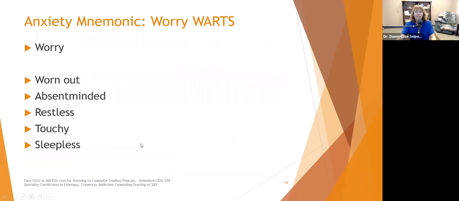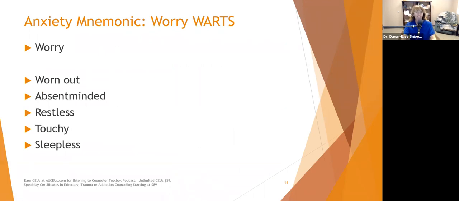The mnemonic for anxiety is worrywarts. I love this one. The first one is worry. The person has to have worry, and depending on the type of anxiety disorder you're talking about, the worry is going to be about different things. Social anxiety, the worry is going to be about social situations. Generalized anxiety, the worry is going to be about a variety of things.